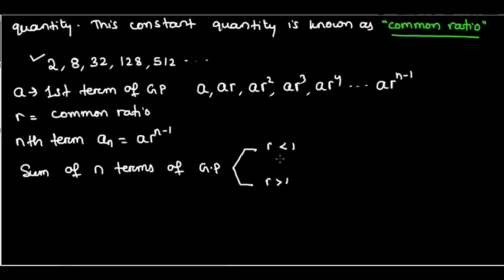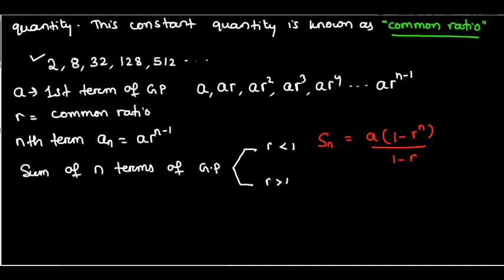So look at the first case. If R, means the common ratio, is less than 1, then in this case what will be the formula for Sn? In this case Sn is equal to A into 1 minus R to the power n divided by 1 minus R. Remember this formula. If the common ratio is less than 1, then the sum of n terms of the GP is given by this one, A into 1 minus R to the power n divided by 1 minus R. What is n? N is the number of terms in the GP.